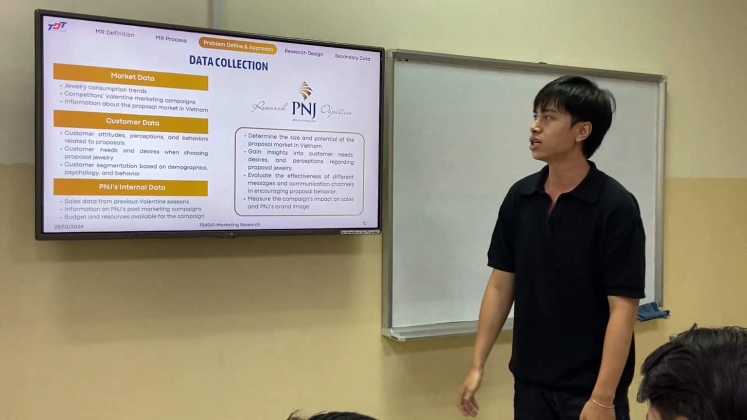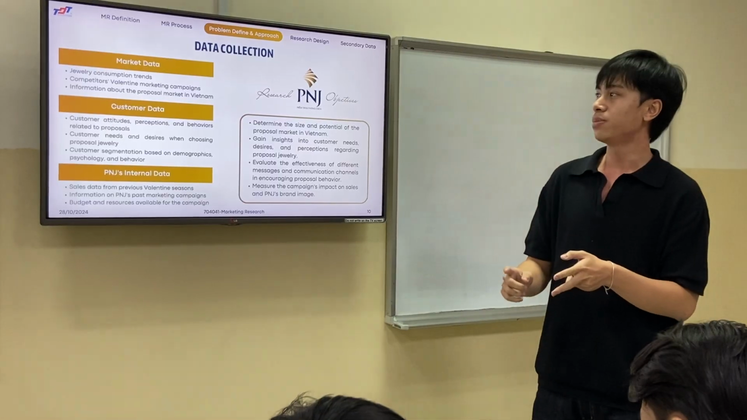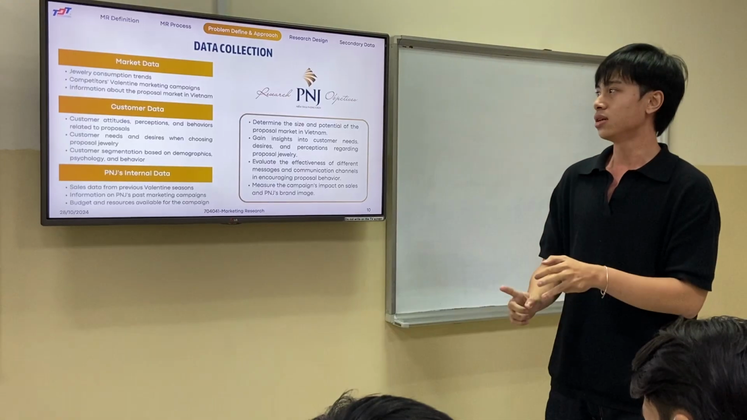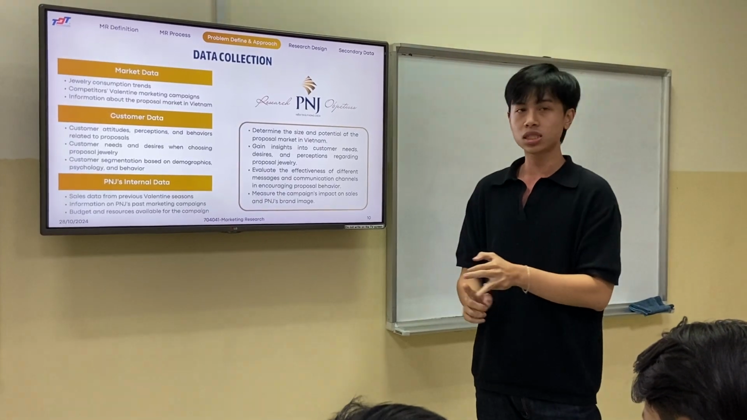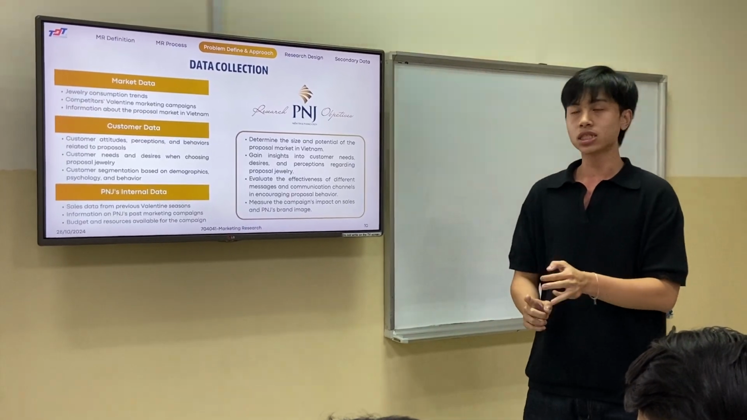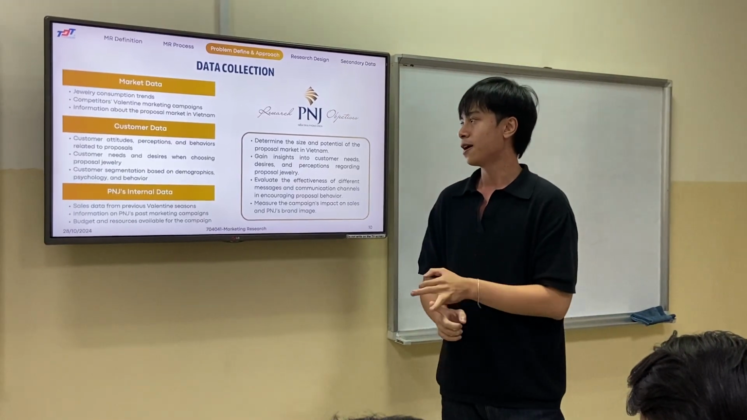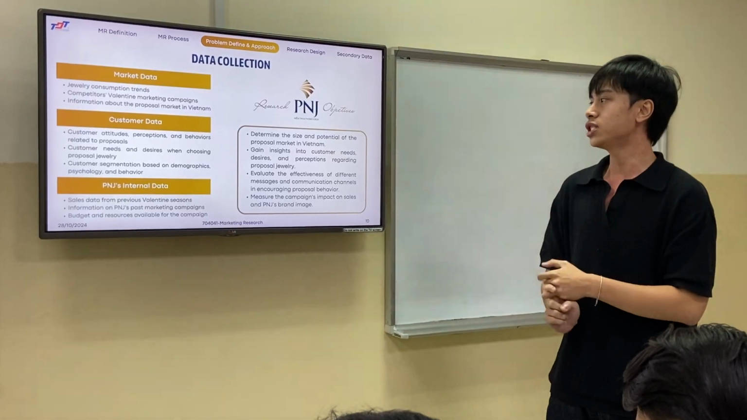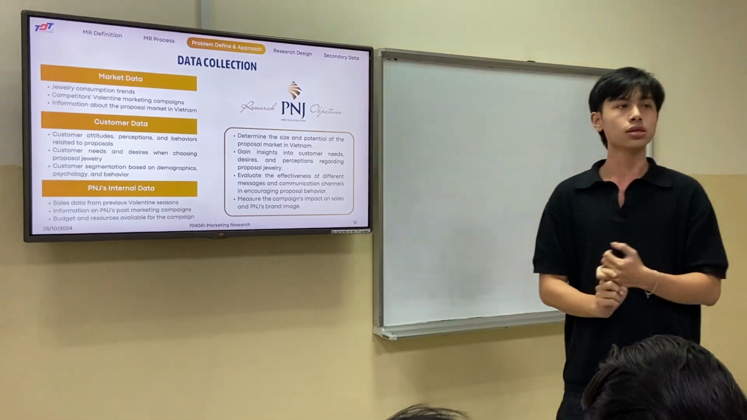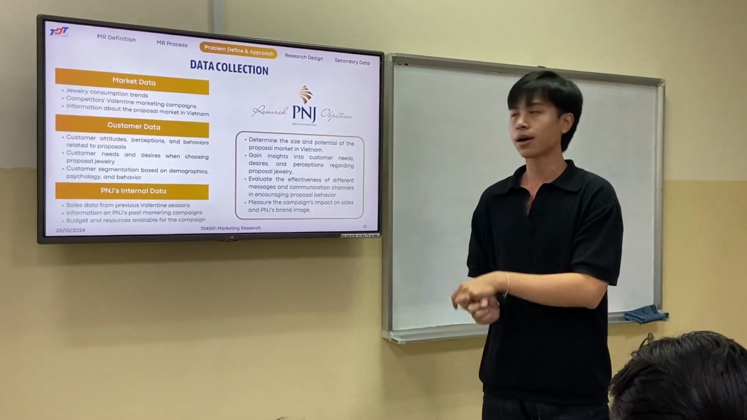About data collection, first we collect market data, which is the consumption trend, competitors' previous Valentine campaigns in the past, and information about the proposal market in Vietnam. In customer data, we identify customer attitude, perception, and behavior, identify customer needs, and why they choose proposal jewelry. Finally, we identify customer segmentation based on demographics, psychology, and behavior. We will also use internal data, such as previous sales data and information from previous marketing campaigns.